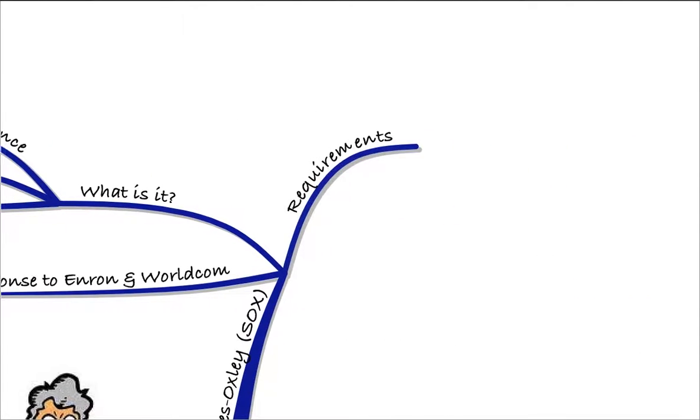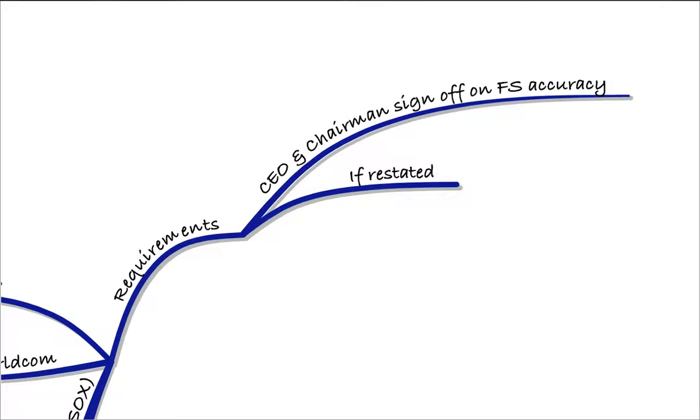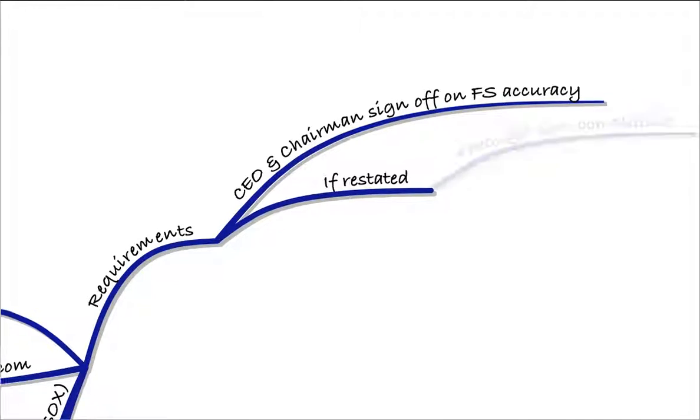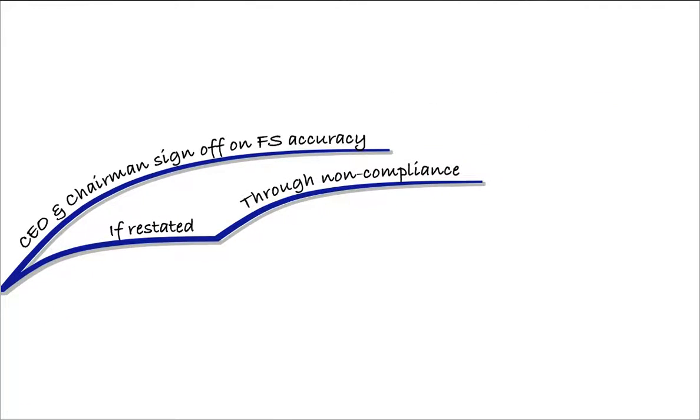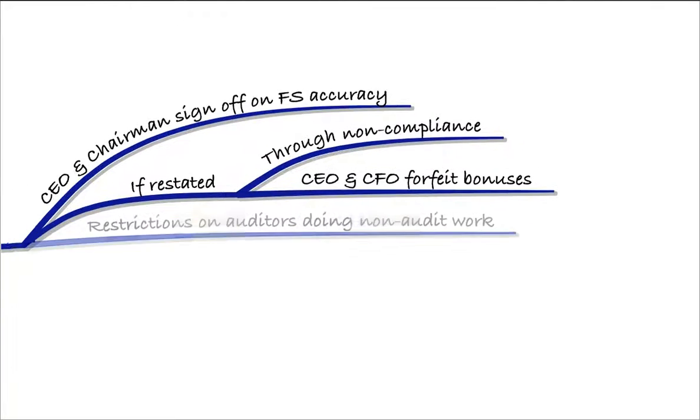So some of the requirements that there are, first of all, the CEO and CFO must sign off on the financial statements' accuracy. If they are subsequently restated, so there was a mistake in the accounts, and that's through non-compliance with Sarbanes-Oxley or another code, well then the CEO and CFO forfeit their bonuses on that basis. So they don't get their bonuses, they have to pay them back if the accounts are restated.